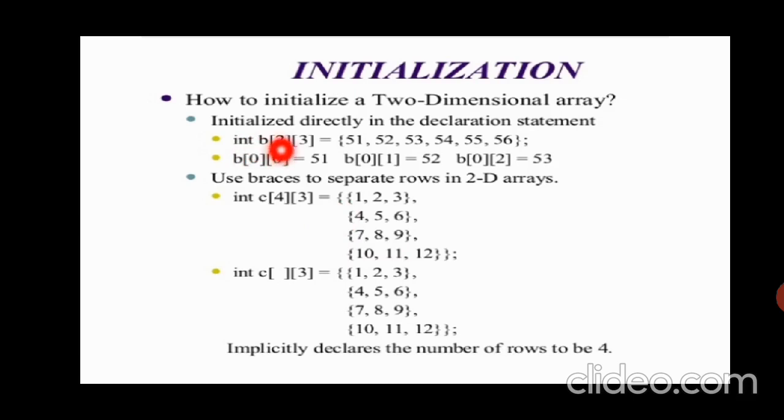For example, here is a two-row and 3-column array, so we wrote 6 elements. Now here 4 rows means 4 brackets, and here we can see 3 columns. In this way the two-dimensional array is initialized.